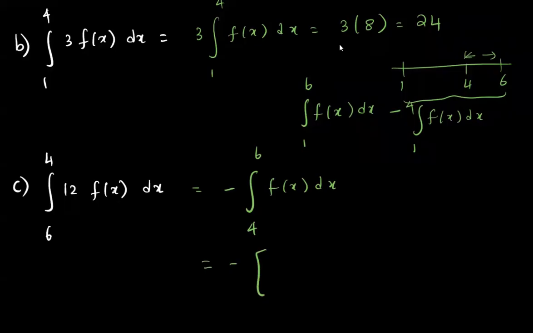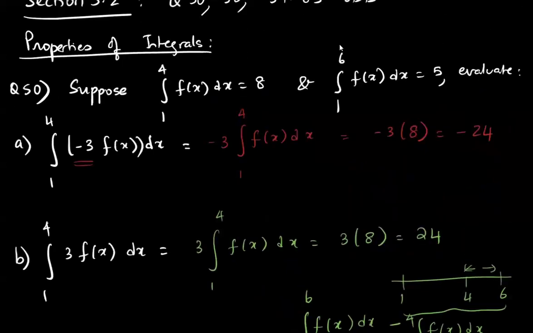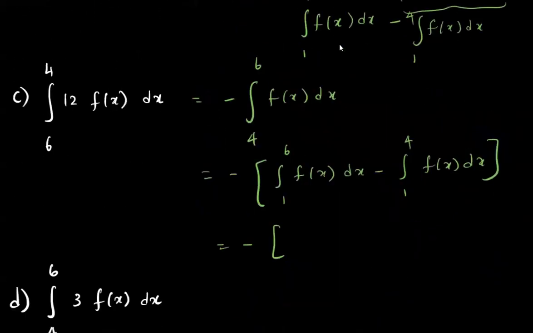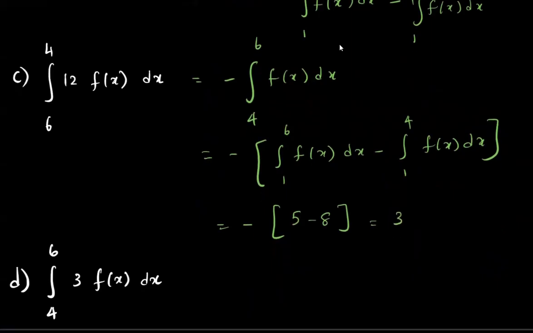Now, what is 4 to 6? 4 to 6 is nothing but 1 to 6 minus 1 to 4. Now, we know both of these values, it's given to us. 1 to 6 is given to be 5 and 1 to 4 is given to be 8. So this is 5 minus 8, which is -3. Negative of negative is a positive. Oh, I'm sorry, there is a 12 in the front. I forgot. So there is a -12 here, -12 here, -12 here. So then we have times 12, which is 36.